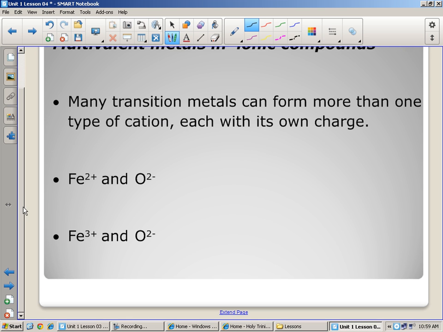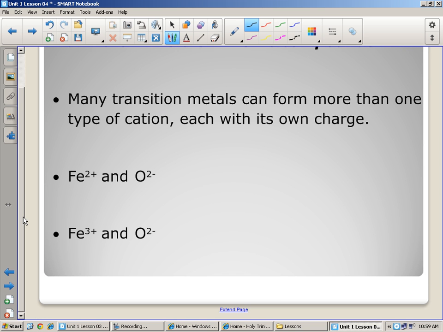Just a few more real quick here, and then you guys get some work time. We're going to talk about transition metals, multivalent metals and ionic compounds. When you're in that group 3 to 12 section, you really have to pay attention because quite often most of those, like copper, have more than one charge. Copper, 1 plus and a 2 plus. So you have to tell me which one you're using.